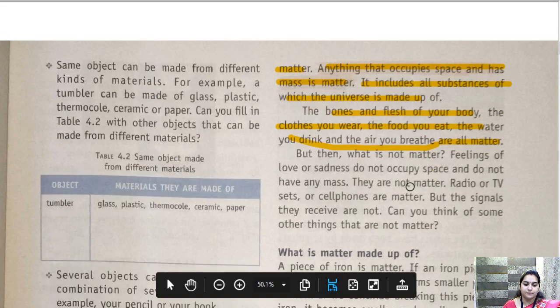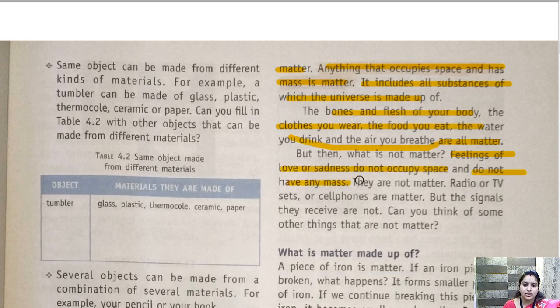Okay. But then what is not matter? Feelings of love or sadness do not occupy space and do not have any mass, so they are not matter. Now let's see. Radio or TV sets or cell phones are matter, but the signals they receive are not matter. Why? Because the signal that is coming is not occupying any space and does not have any mass.